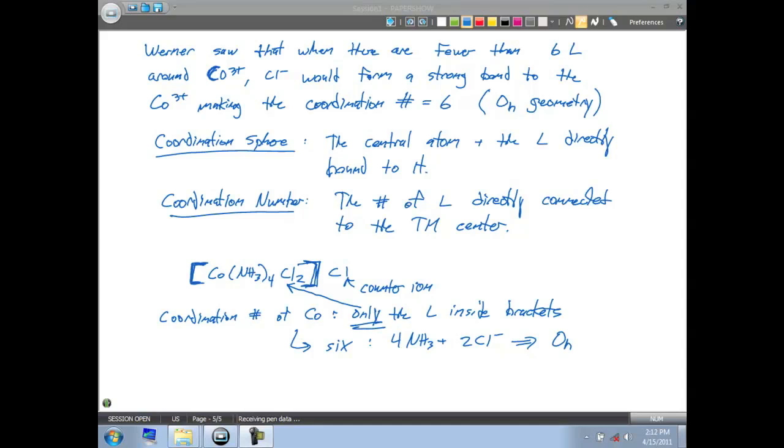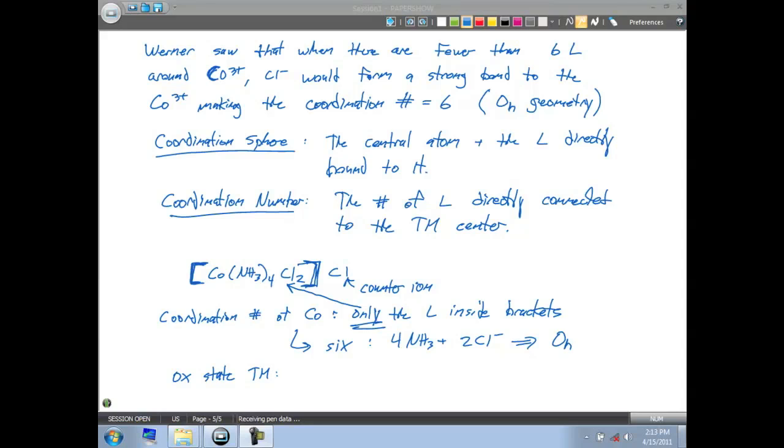Another thing that we can ask here is, typically when I give you a complex like this, I'll ask you for 3 things. The first thing is the coordination number of the transition metal center. We answered that. That was 6. Second thing would be the geometry. In this case, it would be an octahedron. The third thing is we also ask for the oxidation state of the transition metal center.